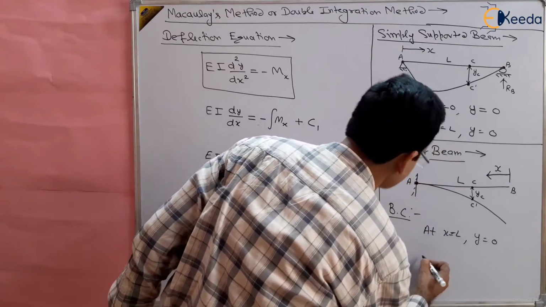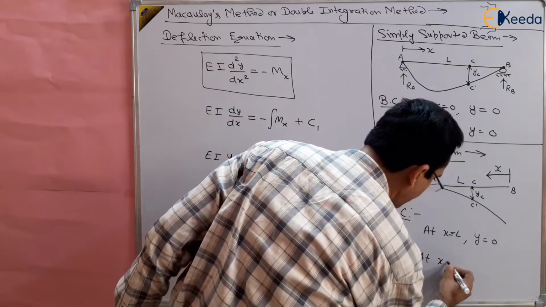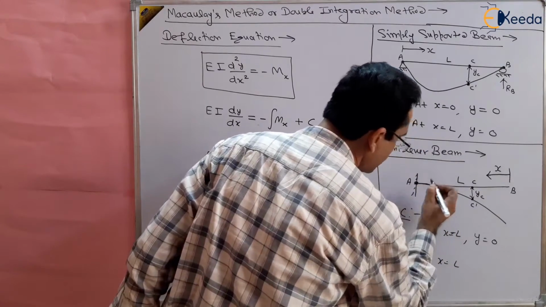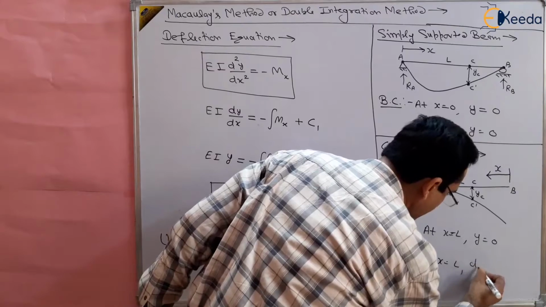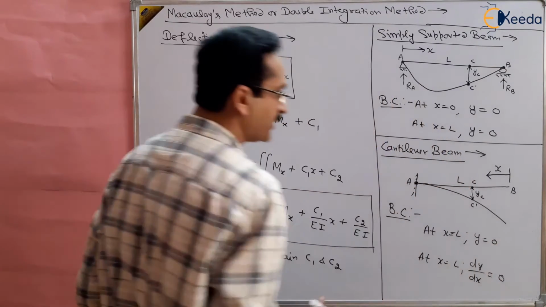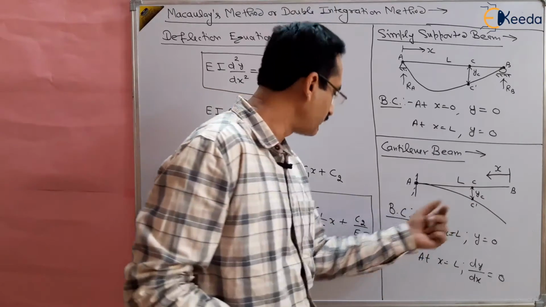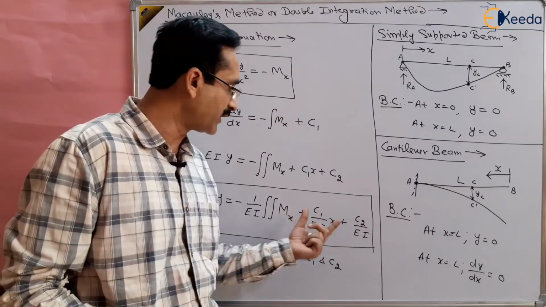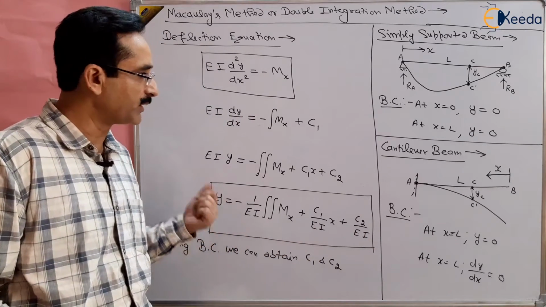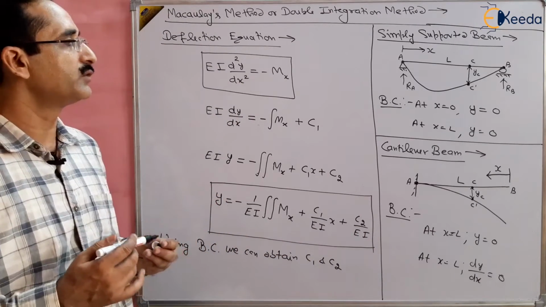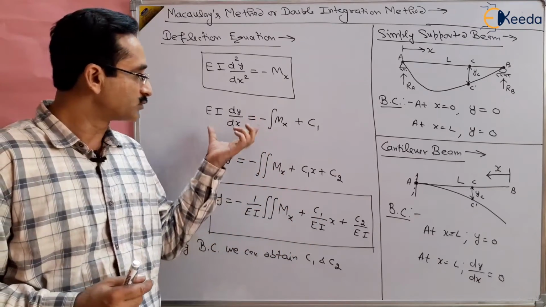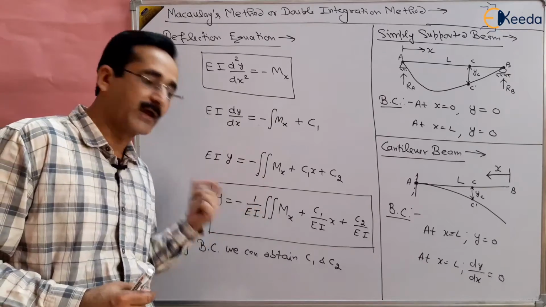Also, another boundary condition is at X equal to L, again the slope is 0 because it is a fixed end. At a fixed end the slope is always 0. So dy by dx will be equal to 0. So these two boundary conditions will be used for finding C1 and C2, and we can get the deflection of the beam, right? So this is how we will utilize this double integration method for solving the slope and deflection, right?